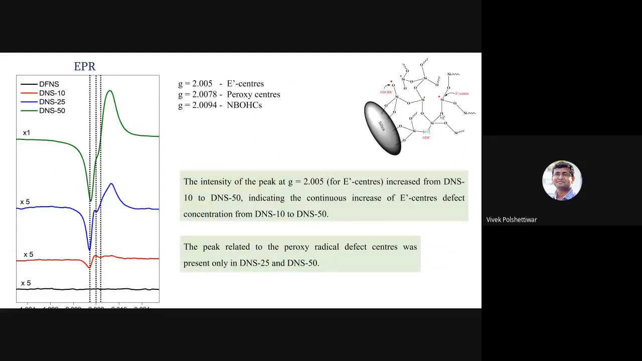And another center, the E centers. In order to see the E centers, we did EPR, where we observed that with an increase in the Mg concentration, there is an increase in the E centers. From 10 to 25 to 50, the concentration of E centers is increasing. So 50 has the highest number of E centers.